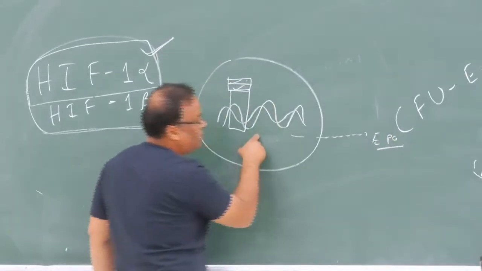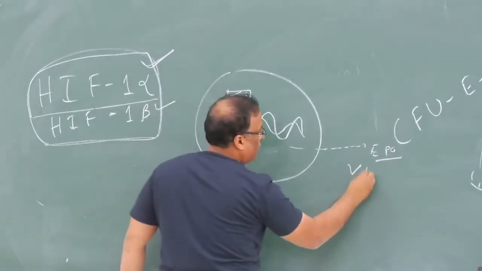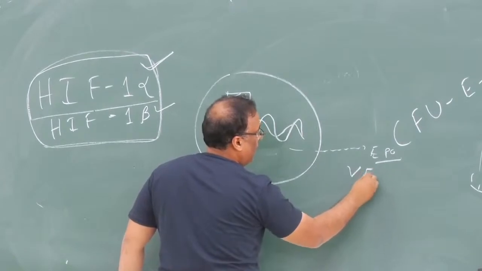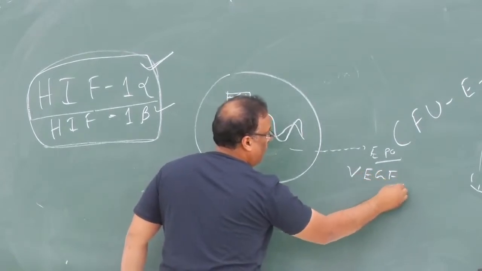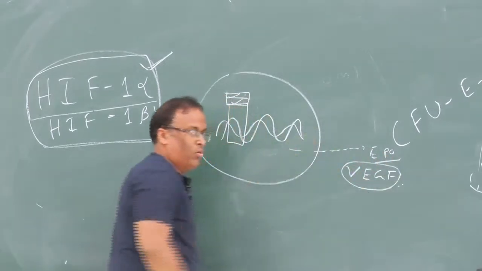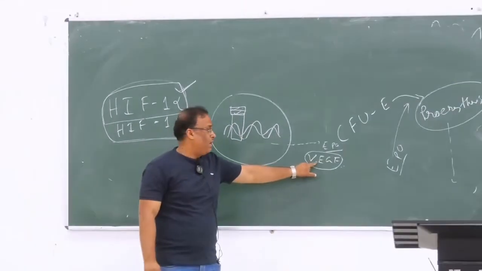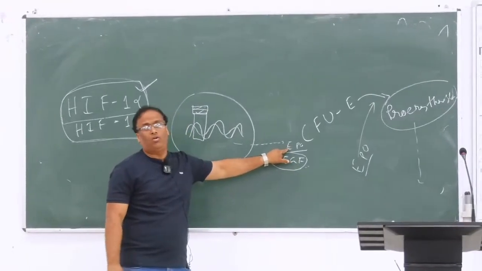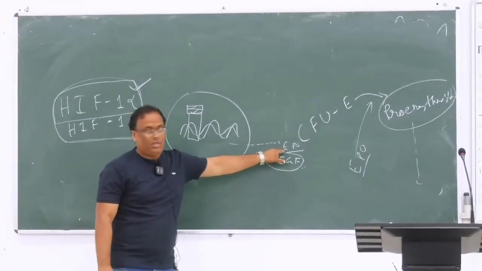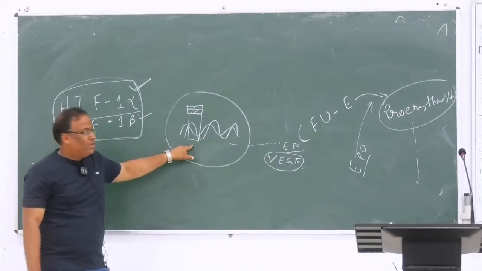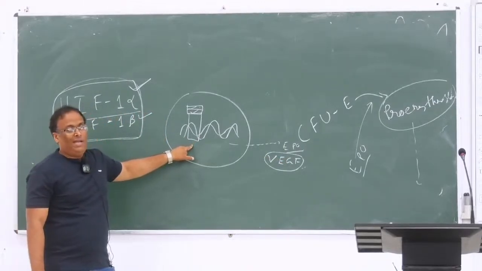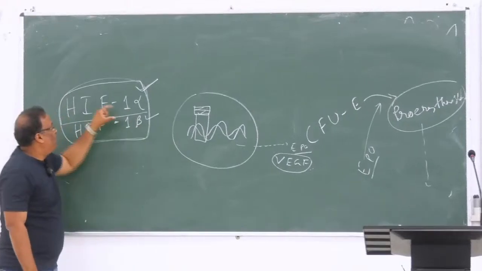Not only EPO, this gene also helps in the formation of vascular endothelial growth factor. But we are not concerned about this product here. We are only concerned about erythropoietin. That is the EPO gene, right? Only when this binds together will the EPO gene act.